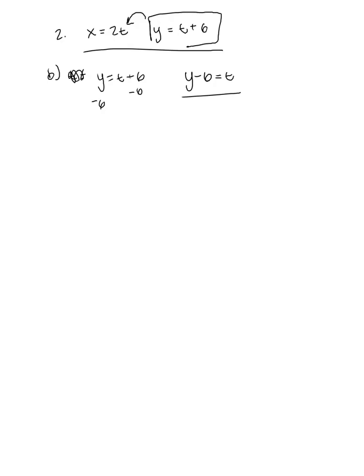Because I'm just going to substitute t in. So, since t is equal to y minus 6, I'm just going to put y minus 6 where t was. And then you get x is equal to 2y minus 12.